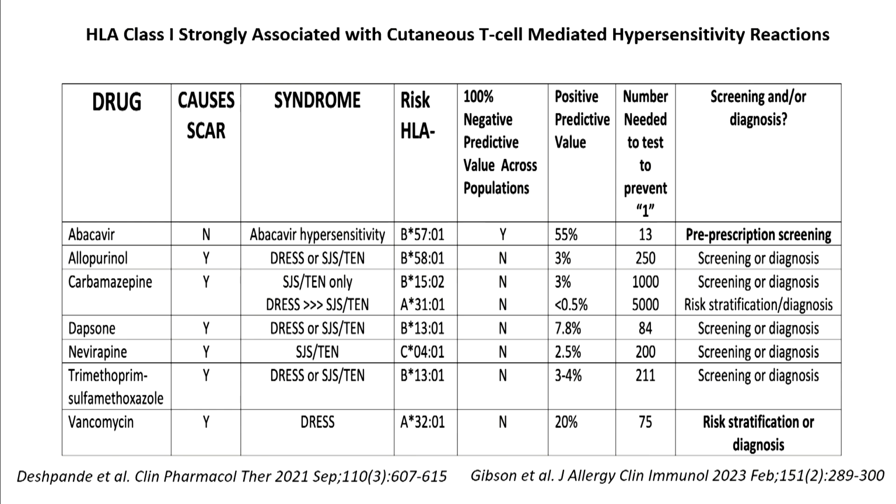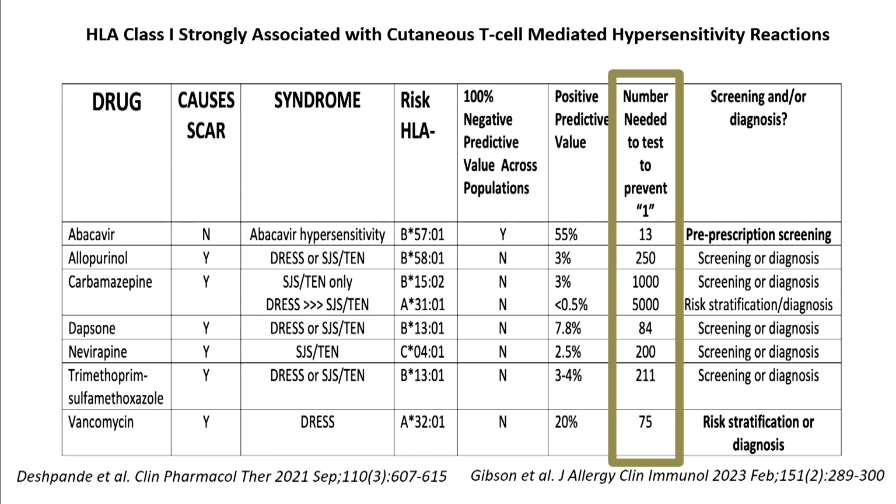Many of these HLA class 1 alleles are strongly associated with cutaneous T-cell mediated reactions, and these are examples of drugs other than abacavir, which doesn't cause an actual DRESS or SJS; it's its own syndrome. These have been associated largely with DRESS or SJS, which are strongly class 1 HLA restricted, and you can see these are caused by all different HLA class 1 alleles. What they do differ by is the number needed to test to prevent one case, which is critical.